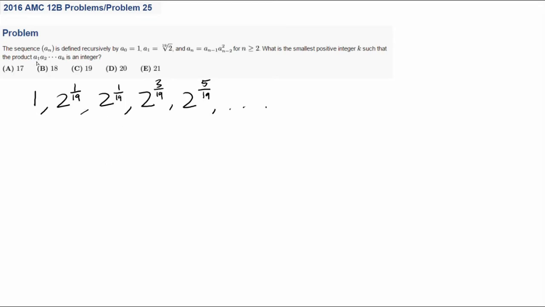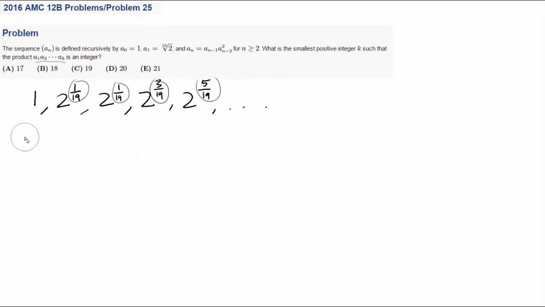What does it mean that the product a1 through a k, when we multiply all these together, is an integer? Well, we certainly see that 1 times 2 to the 1/19th is not an integer. When you multiply all these together, it's not an integer because there's still 2 to the something over 19. However, if we multiply all these together, notice that we add the exponents. So if we multiply just this sequence together, we get 2 to the 10 over 19.